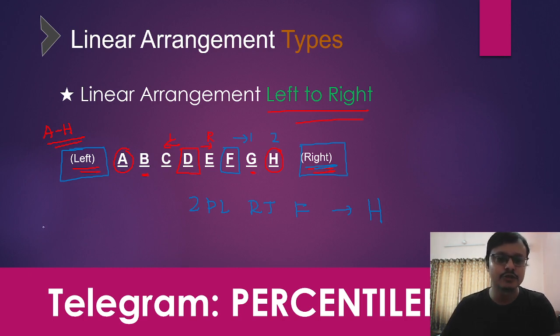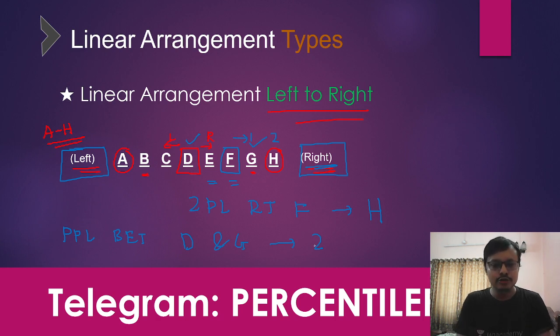Similarly, in case they ask you how many people are seated in between D and G. D is here, G is here. In between, you have 2 people, that is E and F. Whenever they ask you people in between, you exclude D and G and simply look at who is in between D and G, which is E and F. So people in between D and G is 2 people, that is E and F.